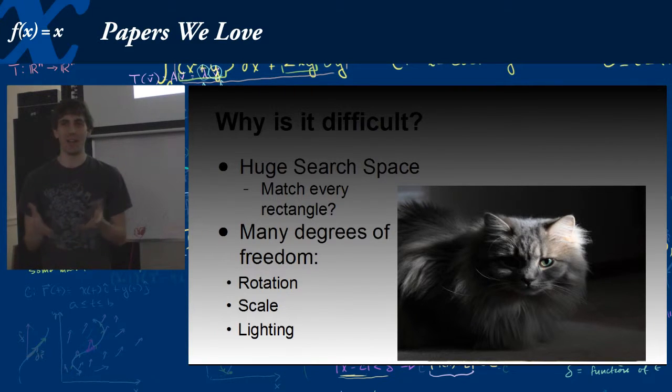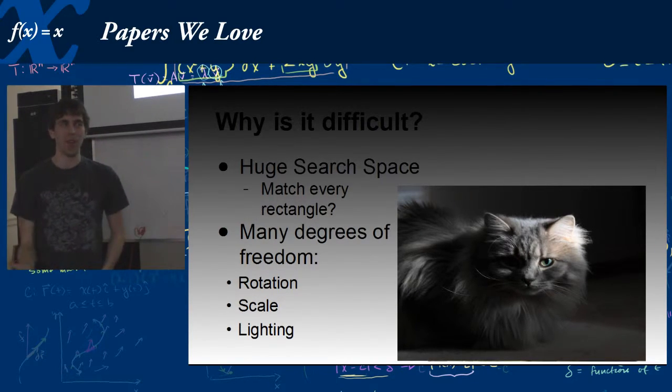The biggest problem is that there's a large search space involved. Images are big. They have to be big because in order to get enough resolution for them to appear seamless, they need to be an enormous, giant grid of pixels. And if you're trying to find a specific template in an image, it starts to get a little infeasible trying to pass through matching every single rectangle.